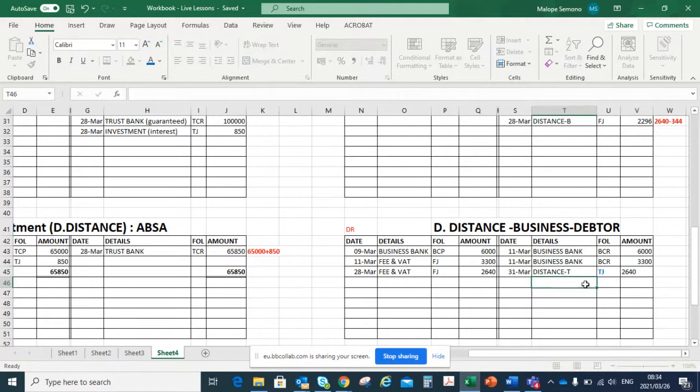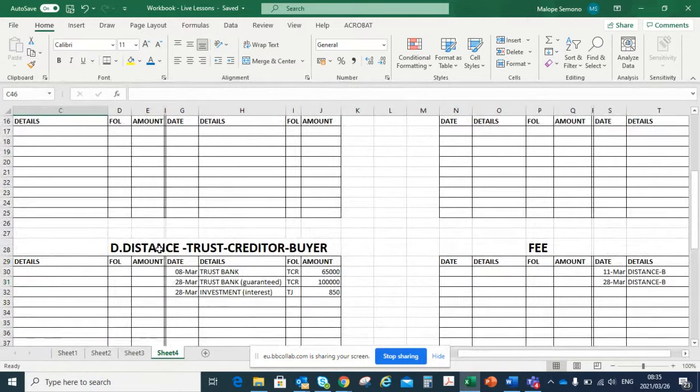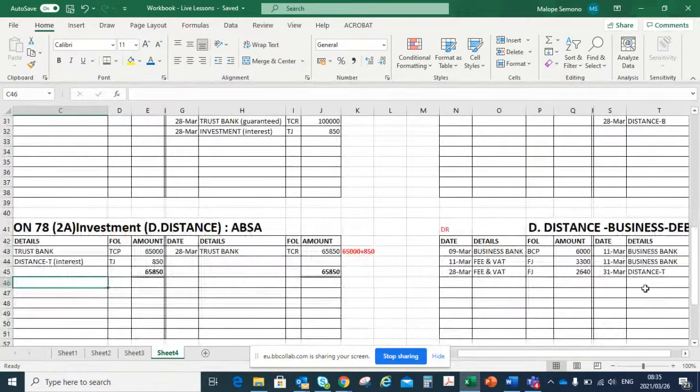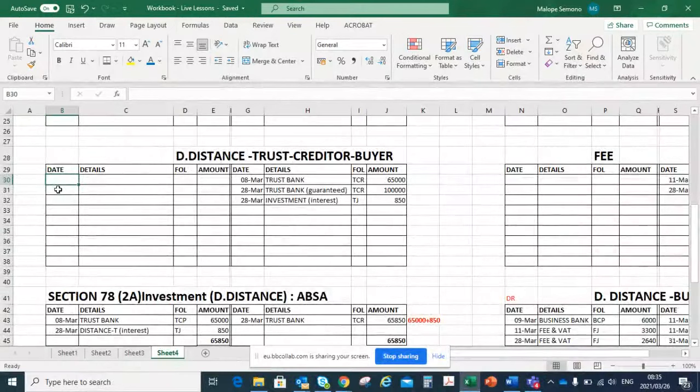So in this transfer, remember I said distance trust. So I must go to the distance trust and transfer. Let's see. Distance trust. Can you see now? Because here is from the credit side, I'm going to come to the debit side. That is the transfer. I think by now you know how to do the transfers. Okay. So I'm going to say 31 March. You must say distance business because it comes from business. And there's the transfer journal.